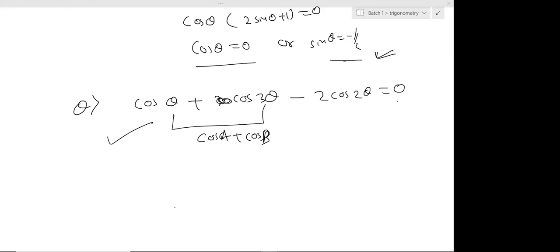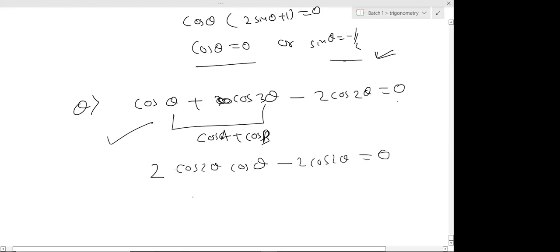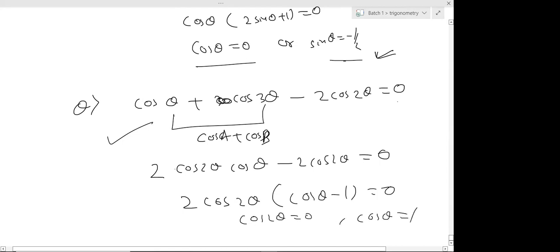All right. How to solve this one? Cos A plus cos B is 2 cos of A plus B by 2, cos of A minus B by 2. So 2 cos 2 theta cos theta minus 2 cos 2 theta equals 0. Taking 2 cos 2 theta common, cos theta minus 1 is 0. So either cos 2 theta is 0 or cos theta is 1. Now you can solve this further. Right, Shabya? Clear? Yes, sir.